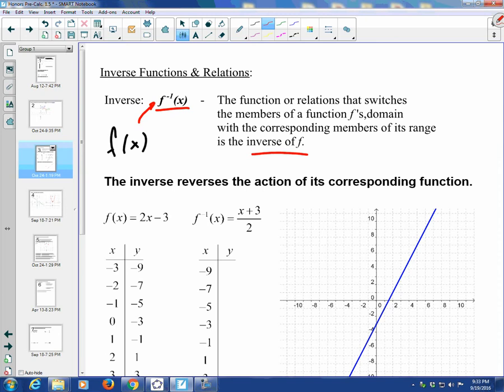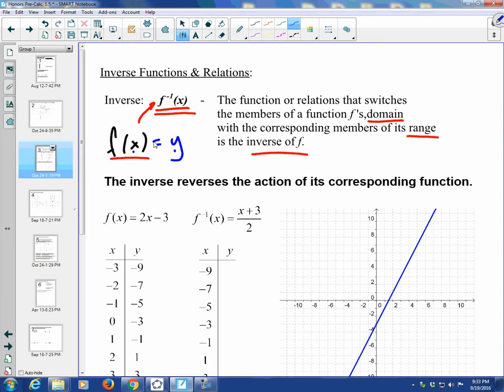So again, if we are taking all of the ordered pairs from the graph of f of x and switching the x and y values to get the graph of f inverse, then of course that means switching the domain and the range. In general, we want to say that the inverse reverses the actions of the corresponding function. If we think about the function as taking an input and giving an output, and the inverse switching that input and output, really what the inverse is doing is undoing what the function did to its input to give that output.